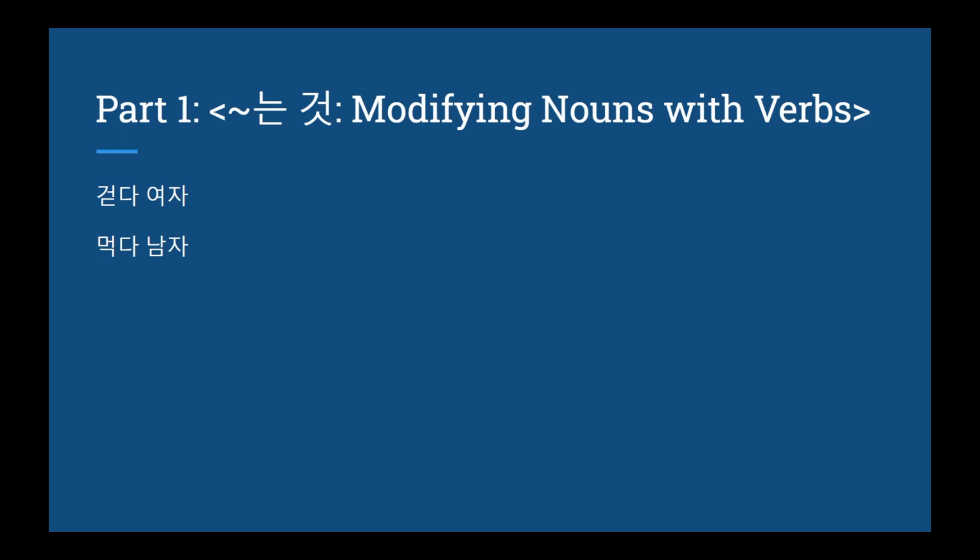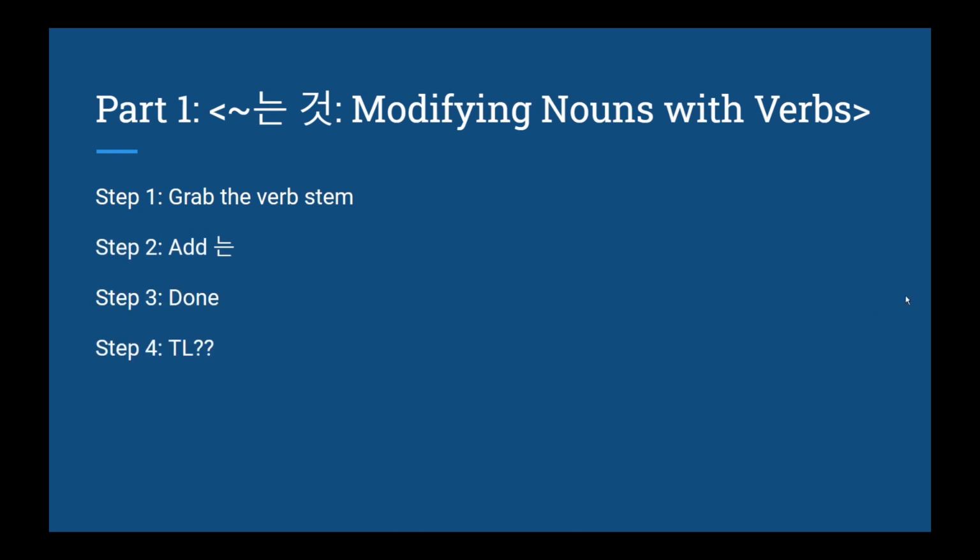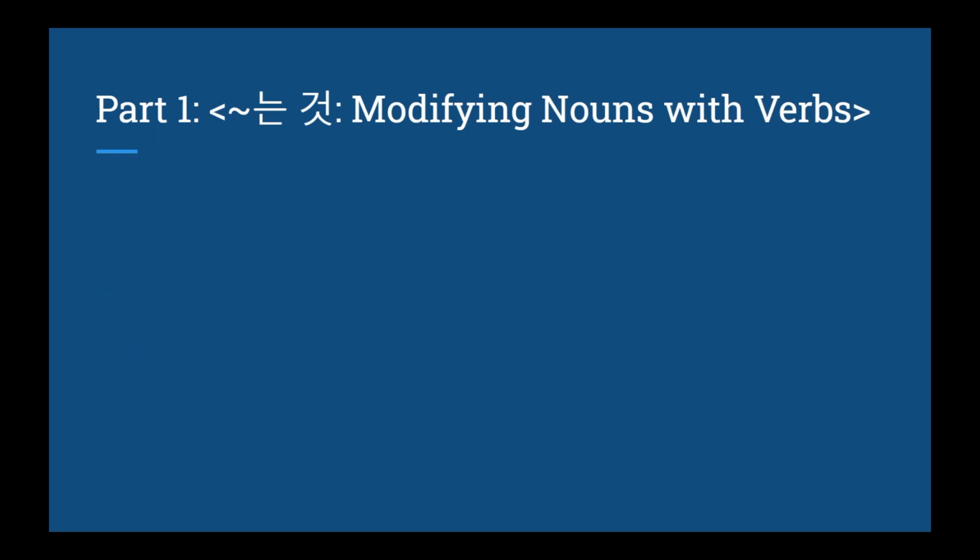Except, this is not even close. If it was this simple, we wouldn't be having this video. The order is correct. You have the verb and then the noun in both cases, but we still have to conjugate. So, step 1, you grab the verb stem, which is the verb without the 다. Then step 2, you add 는. Step 3, you're done. And step 4, TL. Okay, sorry, bad joke. It's just 2 steps.